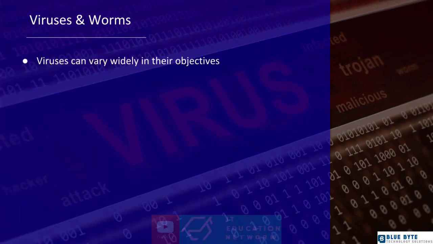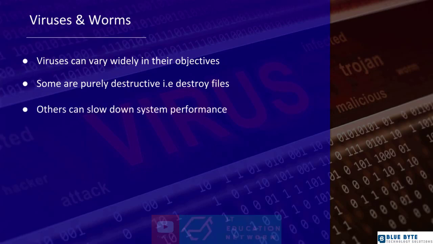So going back to viruses again, one thing you need to keep in mind is that viruses can vary widely in their objectives. Worms, 99% of the time, are destructive. But viruses can vary widely in the way they operate. For example, you could have some viruses that are purely destructive. Their objective is to destroy files. That's all they are there to do. But you could also have some viruses that want to slow down system performance. So they're not really destroying files, but they are there just to slow down the way a computer system operates.